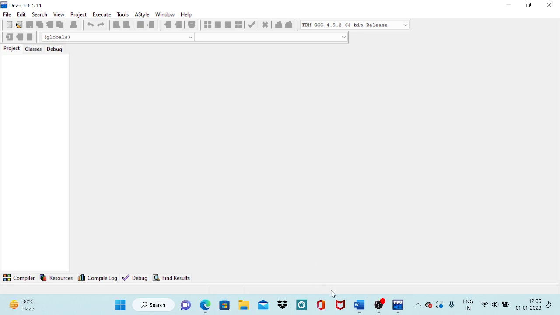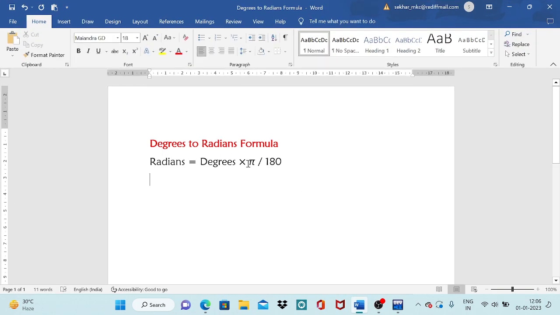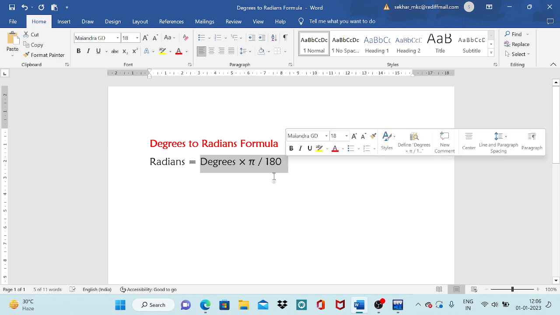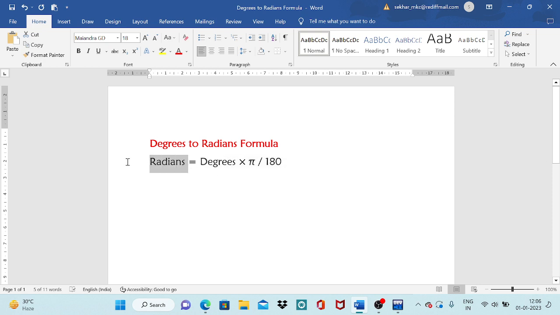So there is a formula. If the degree is multiplied by pi by 180, then automatically the entered degree is converted to equivalent radians. So using this formula, first we will convert the entered degree value into radians. Then the radians parameter we supply to the sine function, cosine function and tangent function. As they are built-in functions, they will evaluate that expression and return the result.